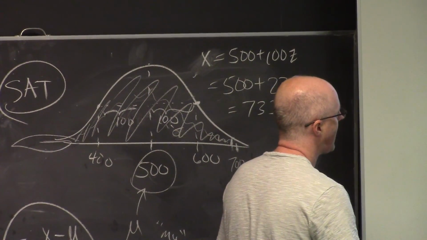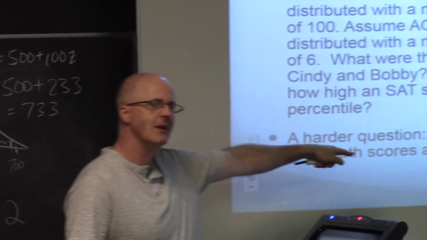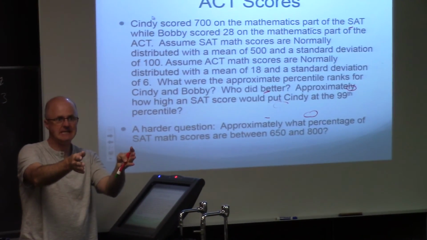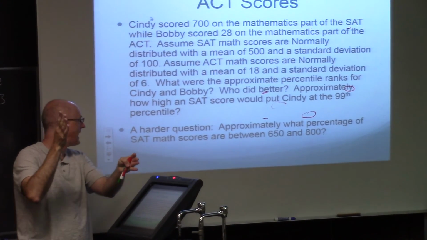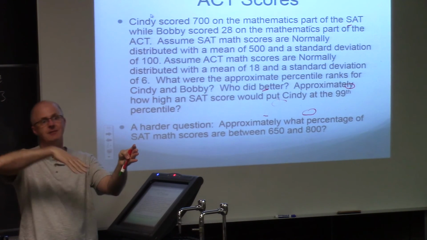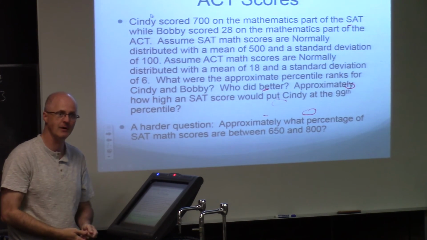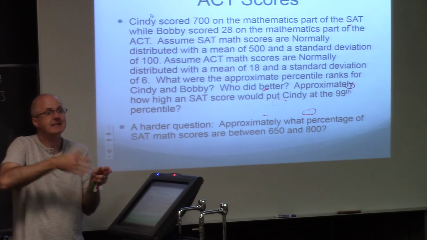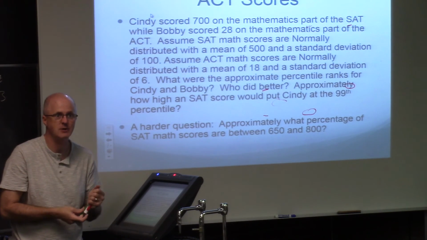We're about out of time. Let me just say for this harder question, if you use the technology, the calculator, it's actually easier. You find the area between 650 and 800 rather than say 0 and 800. If you use the table though, it does become harder. To find this area, you end up having to subtract areas.